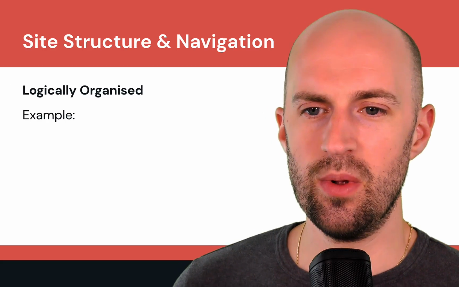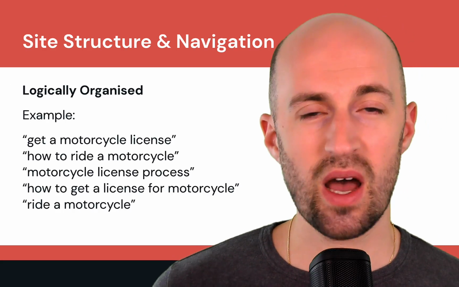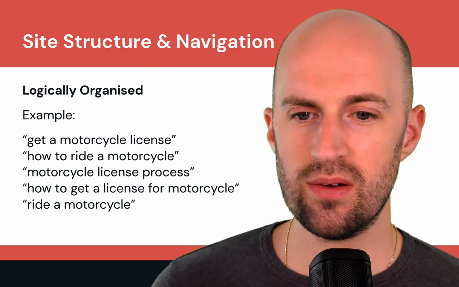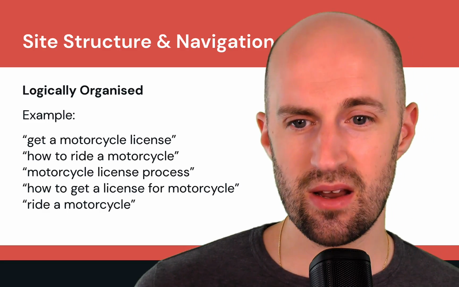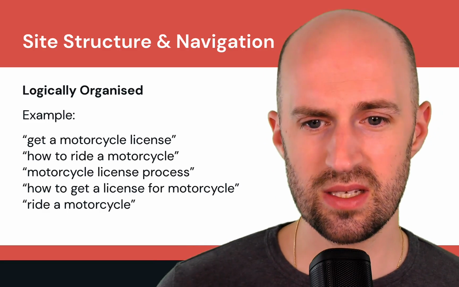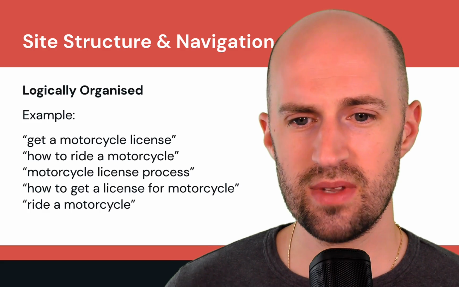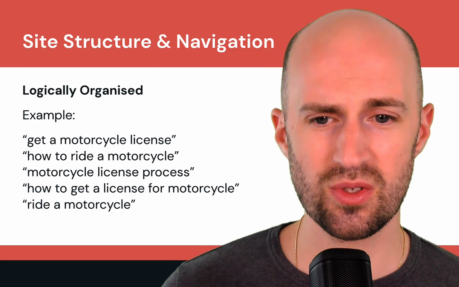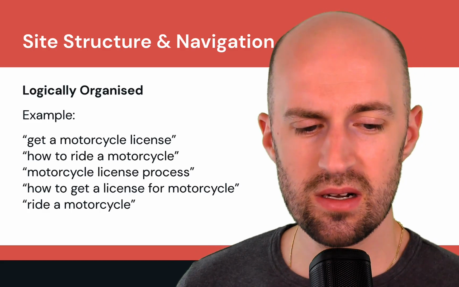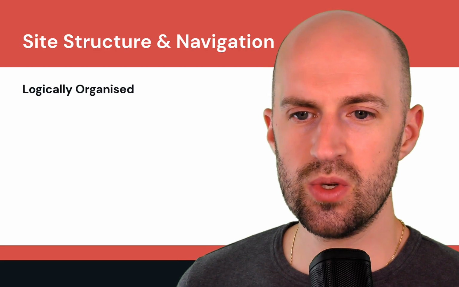So here's an example. Let's say we have 5 keywords that we found: get a motorcycle license, how to ride a motorcycle, license process, how to get a license for a motorcycle, ride a motorcycle. So how would you cluster these together? Well, basically, I would organize it like this.